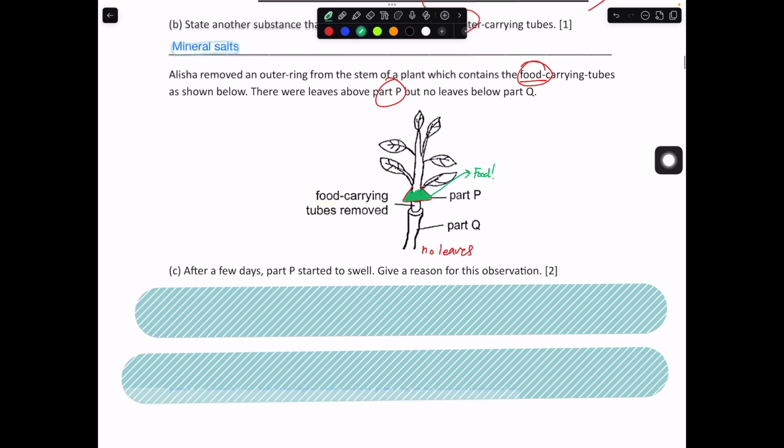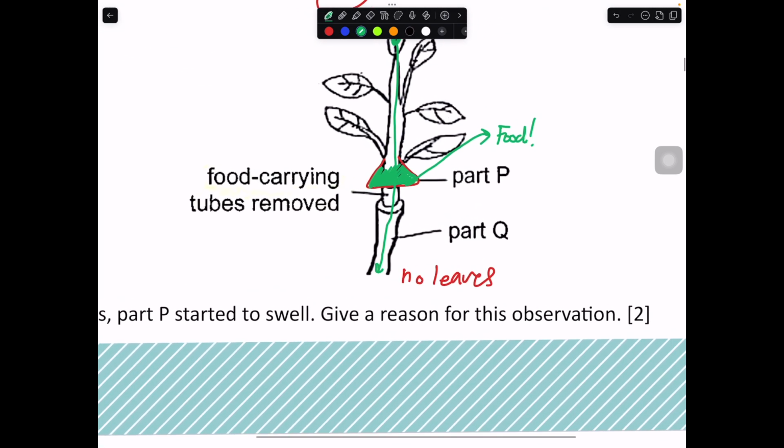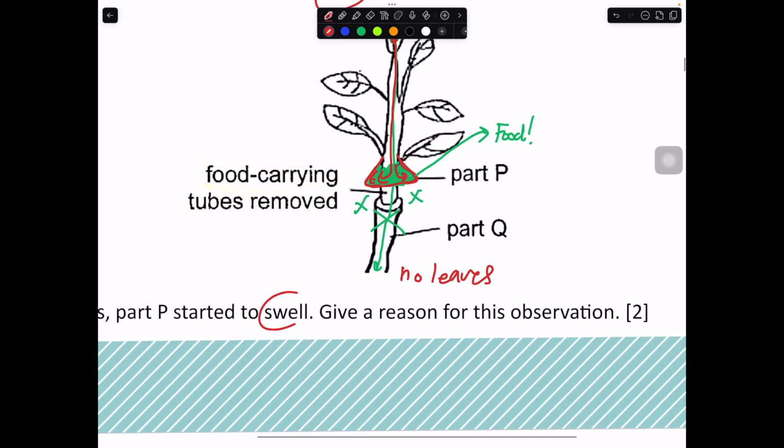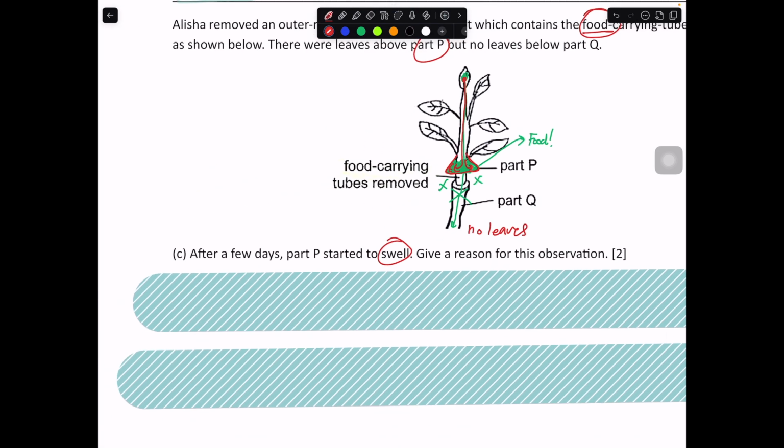So what happened is that when you remove the food carrying tube, normally the food made in the leaf will go down towards the roots. But because you remove the food carrying tube over here, the food cannot be transported down. That means this green color line cannot exist below this part. So the food made in the leaf will transport up to here and then just accumulate over here, causing this part to bulge out, to become thicker. So this is what it means by swelling. Okay, over here. So give a reason.